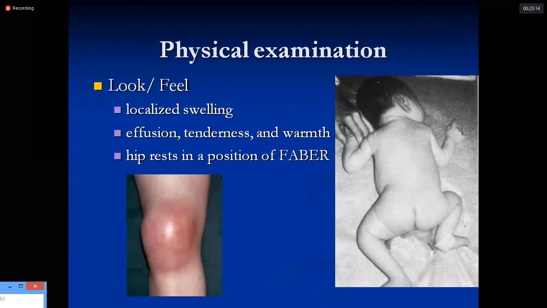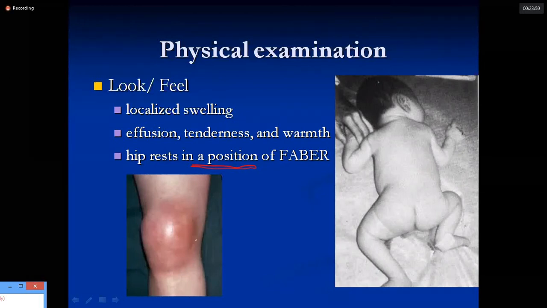So if you see, look or feel, there will be localized swelling, signs of effusion, tenderness, localized pain and pressure, and the joint tries to rest in the position of ease, the position of maximal joint capacity. Remember, with any collection within the joint, the joint will try to assume a position of maximum volume, so that whatever collection is there will be contained.